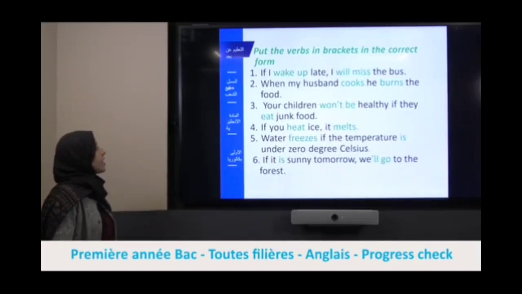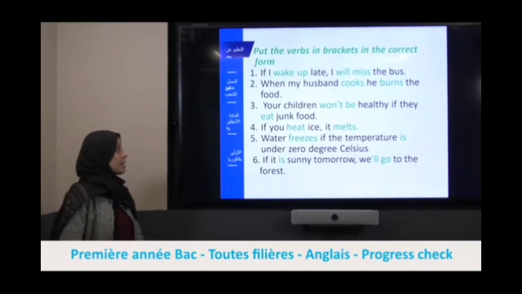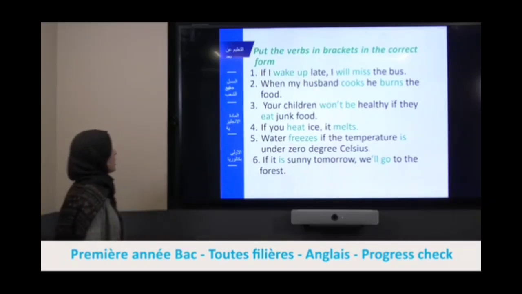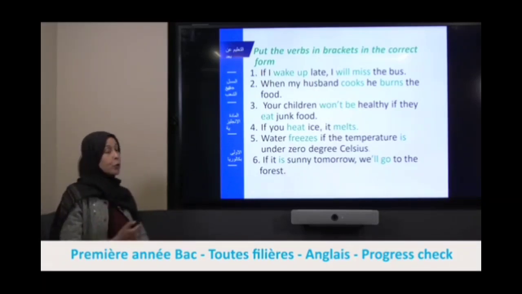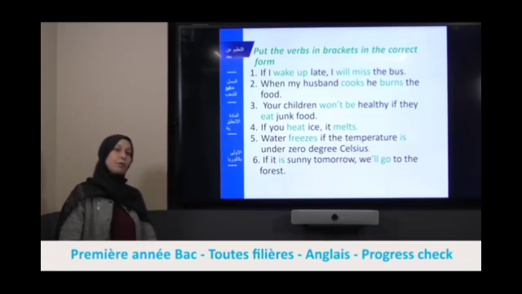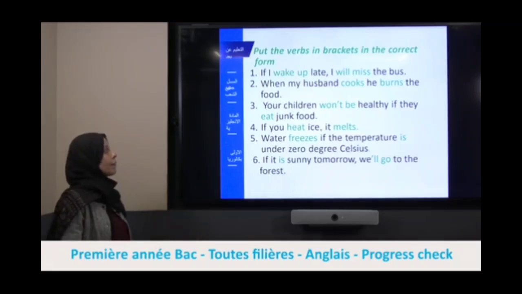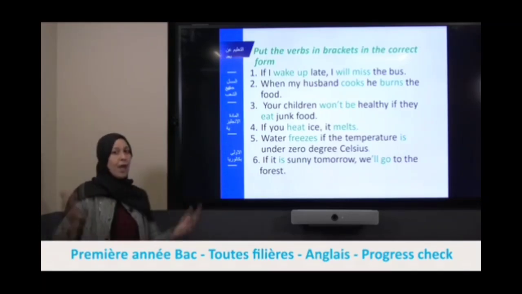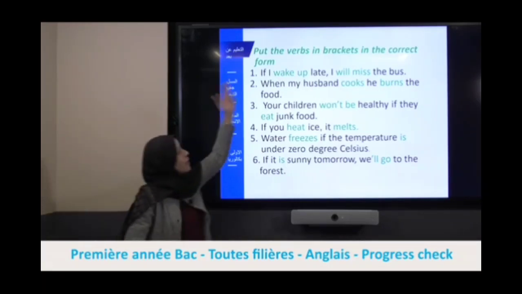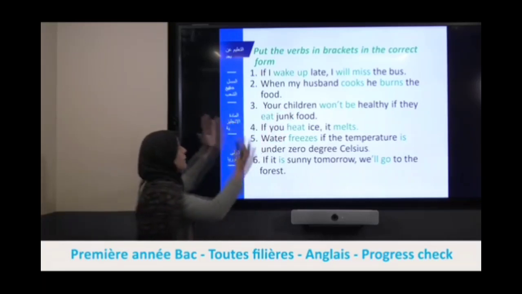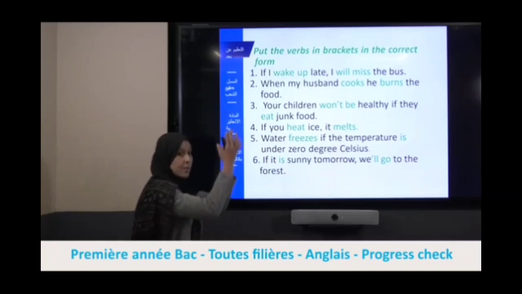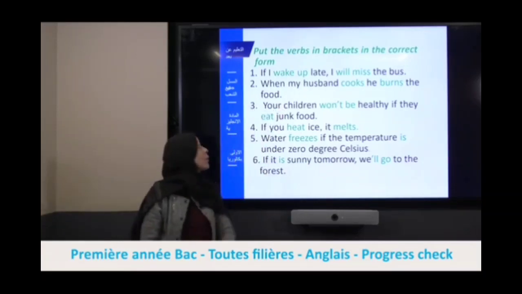Number 1. If I wake up late, I will miss the bus. This is conditional type 1, because it is a possible situation in the future. Number 2, when my husband cooks, he burns the food. So this is something I'm sure of. I can say it is a general fact. That's why I have used conditional type 0. You can remark here you have the verb in the present simple in the if clause, and in the main clause we have again the verb in the present simple. So this is conditional type 0.